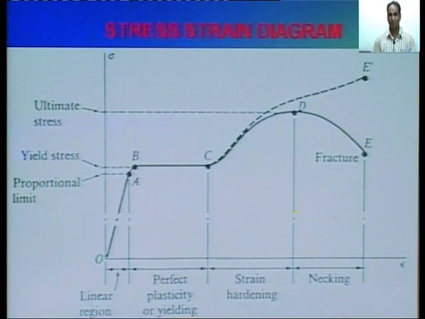Checked from the gauges, and at this point failure takes place. So, from point D to E, this is called necking of the material. So, this is the stress-strain curve. In the following section, I will discuss the stress-strain curve of a mild steel specimen.